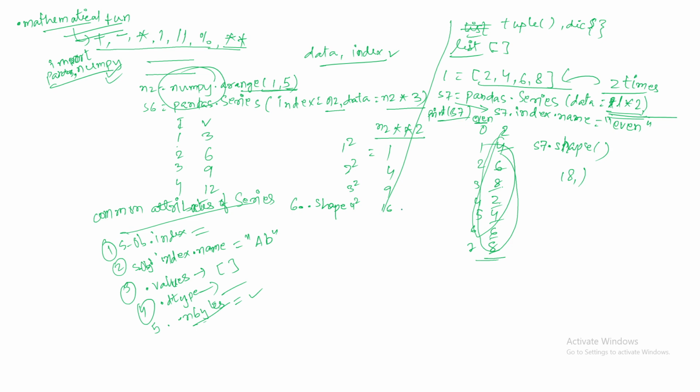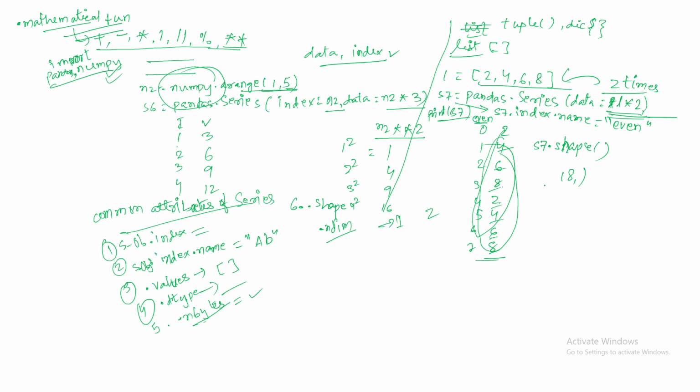Now we'll see n dim. N dim means number of dimensions. Series is which type of dimension? Single dimension. So the answer will be only 1 in this series. For a data frame, what will come? 2. We will see that one.